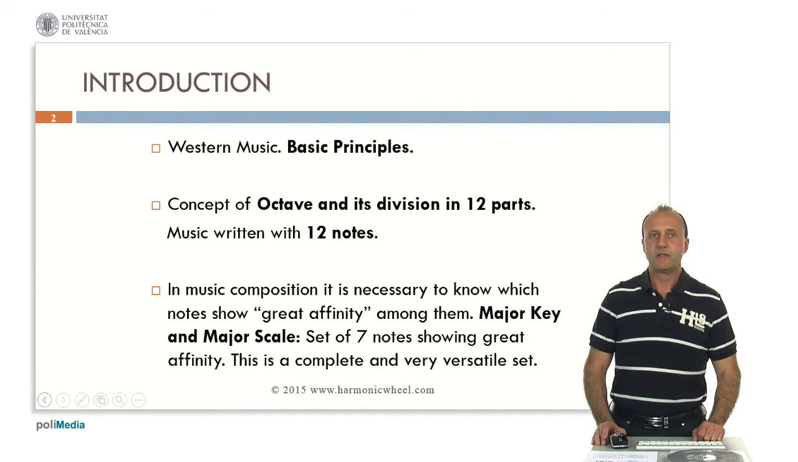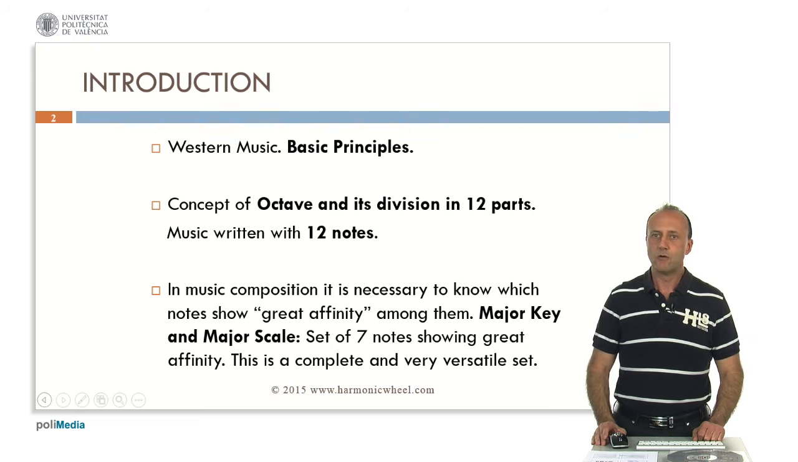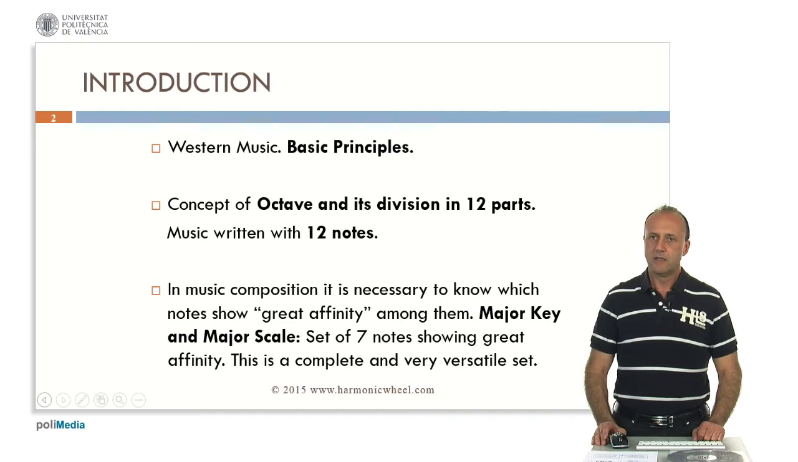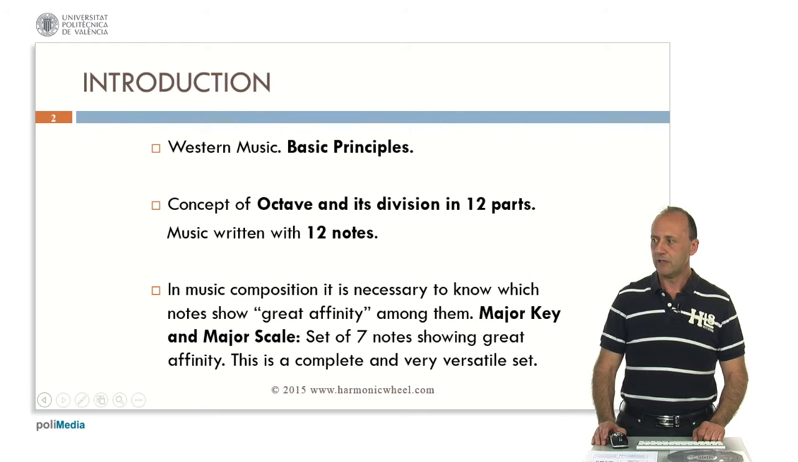Western music is based on several basic principles. The most important of them is obviously the concept of octave and its division in 12 parts. This means that Western music is written with 12 notes. If we want to compose music, it is necessary to know which notes show great affinity among them, that is, which notes are affine among them. This leads us to the concept of major key and major scale. They are a set of 7 notes showing great affinity among them. This is a complete and very versatile set.